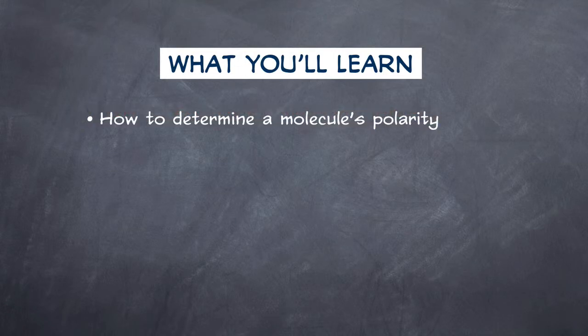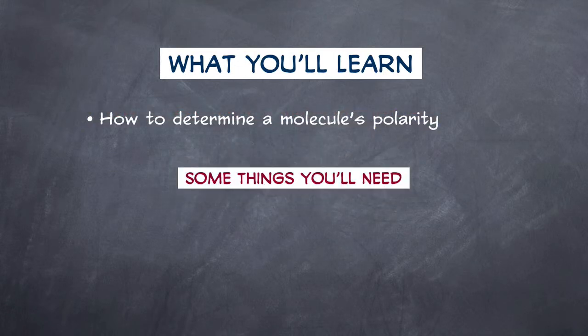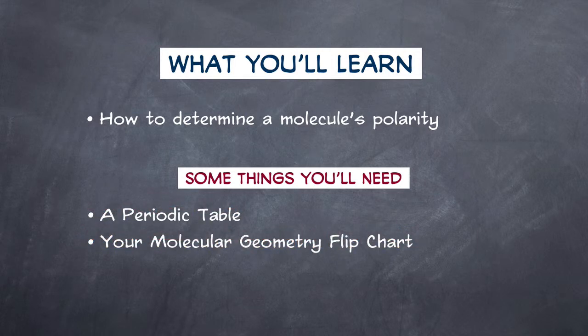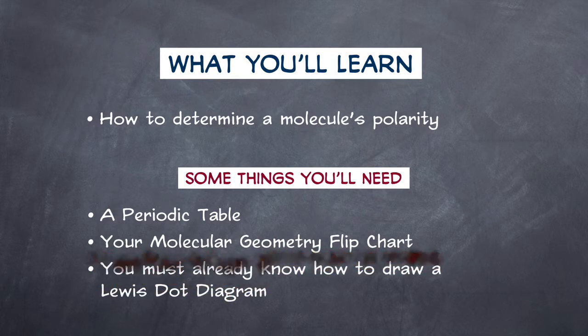What you'll learn in this screencast is how to determine a molecule's polarity. Now there are a couple of things you're going to need. You're going to need a periodic table, your molecular geometry flip chart, and I'm going to assume that you already know how to draw a Lewis dot diagram. If you don't know how to draw a Lewis dot diagram, check out one of the other screencasts on drawing Lewis dot diagrams. Let's go ahead and get started.